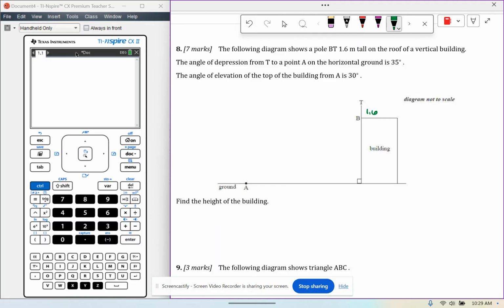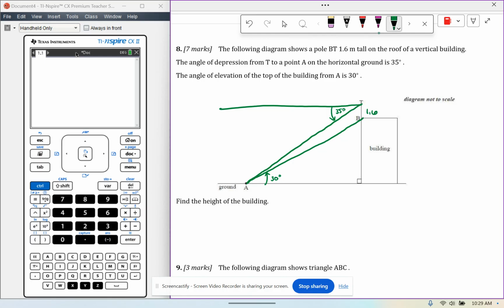The angle of depression from T to A, so we're looking out straight from T, the angle of depression down to A, is 35 degrees. And then the angle of elevation at the top of the building from A, something that looks like this to the top of the building, is 30 degrees. Find the height of the building.